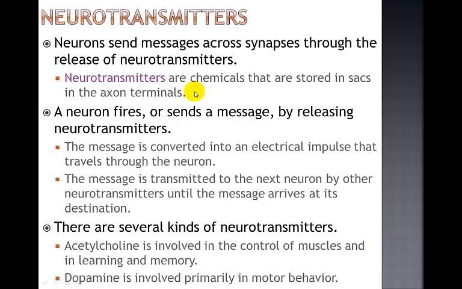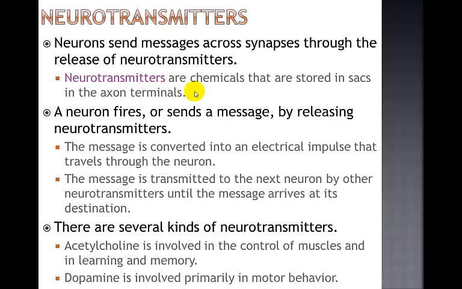What are neurotransmitters? Working on our next learning target. They are actually chemicals stored in the sacs at the bottom of the axon terminals. And when a neuron fires or sends a message, it releases neurotransmitters. That message is converted from the chemical into an electrical impulse that then travels through the neuron to release the next chemical. The message is then transmitted until it arrives at its destination in that same process.